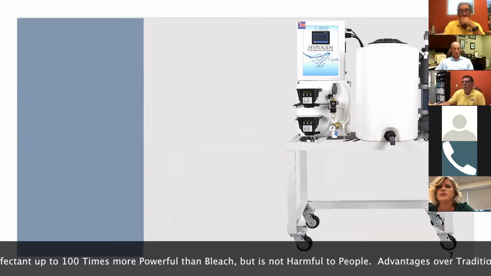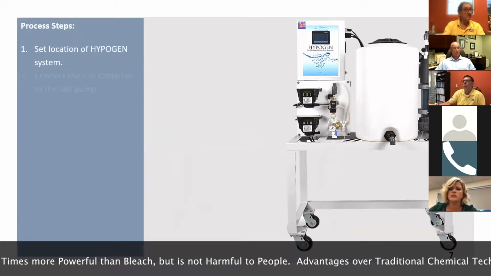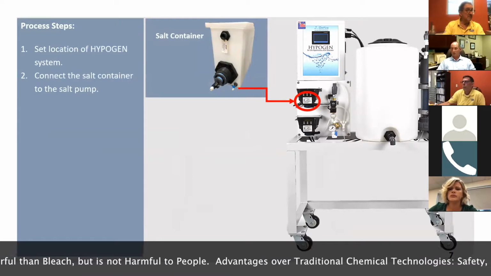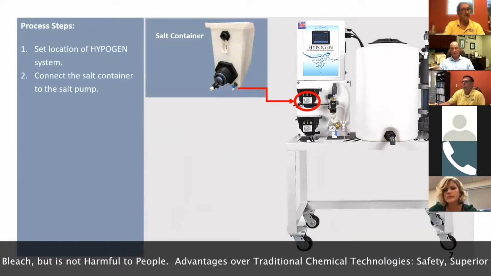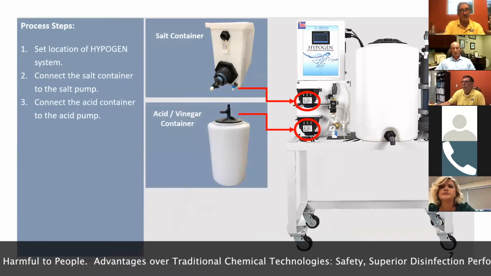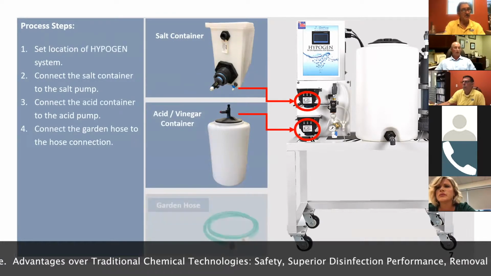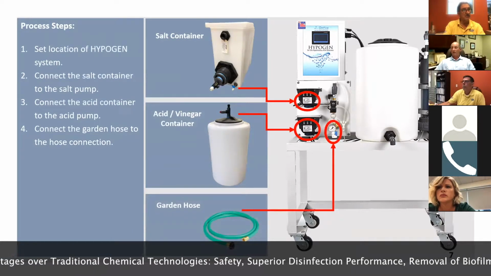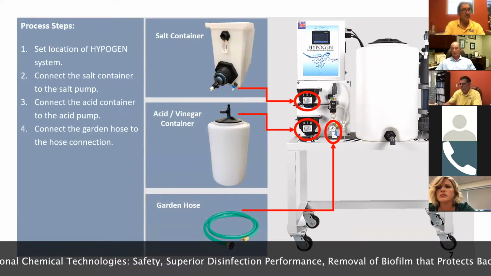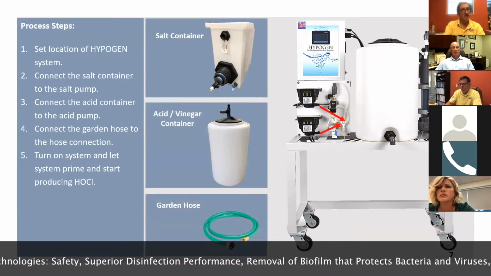So how this system works is fairly simple. You set up the system in the location where you want it. You connect the salt feeder to the salt pump, exactly the same as you would do with a next-gen system, nice and easy, using the same fittings. You then take our acid/vinegar container and connect it to the second pump, exactly the same as in a next-gen system. You then take a regular garden hose and fit it to the machine. So now you've given the machine water, you've given it salt, you've given it vinegar. You then turn the system on.